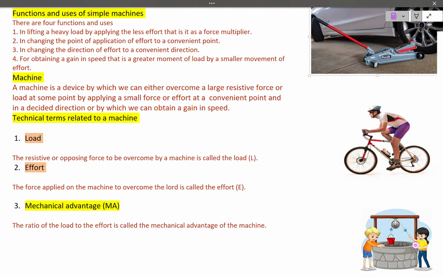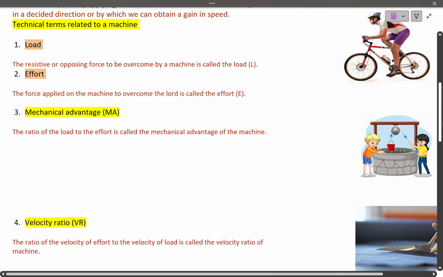And the fourth point is for obtaining a gain in speed, that is a greater moment of load by a smaller moment of effort. That means the effort moment is smaller, but we can gain in speed. Example is a pair of scissors.